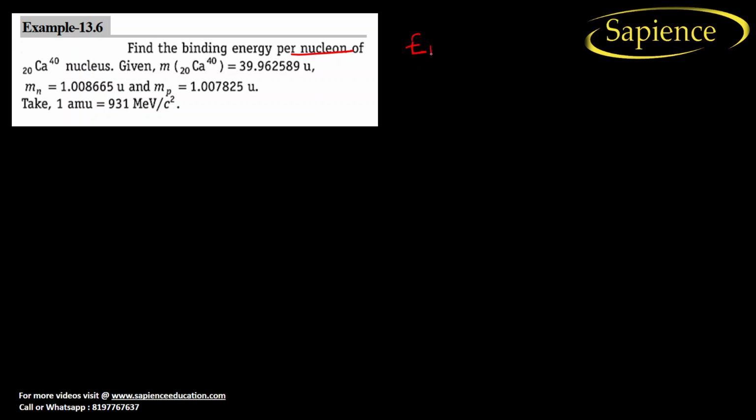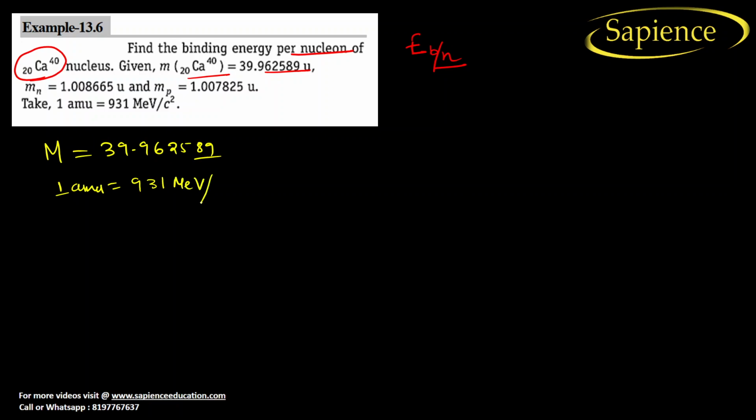Now let us do the next question, that is, find the binding energy per nucleon. They are asking not only binding energy, they are asking binding energy per nucleon. So before that, we need to find the binding energy, right? What they have given: calcium 20, 40. The mass M, capital M, is equal to 39.962589. Mass of neutron and proton are given. Take one atomic mass unit equal to 931 mega electron volt per c square.